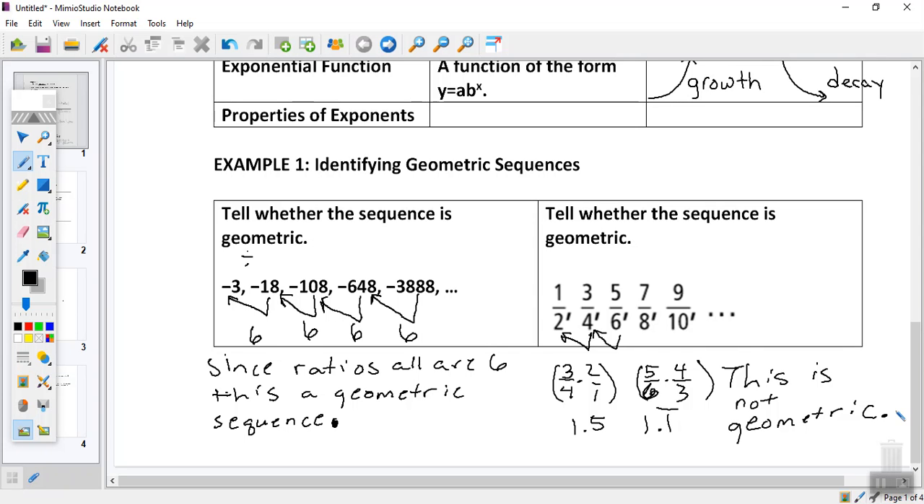Anybody see a pattern for that though? The bottom keeps getting multiplied by 2, and so does the top. Crazy. Yep, you're right. All right, kiddos, are we good there? Yep.